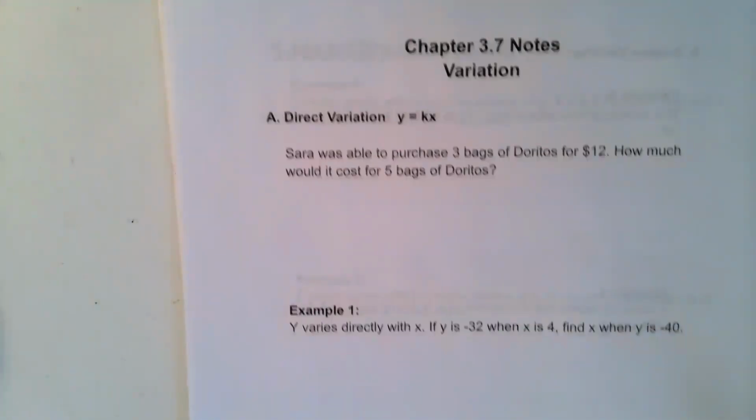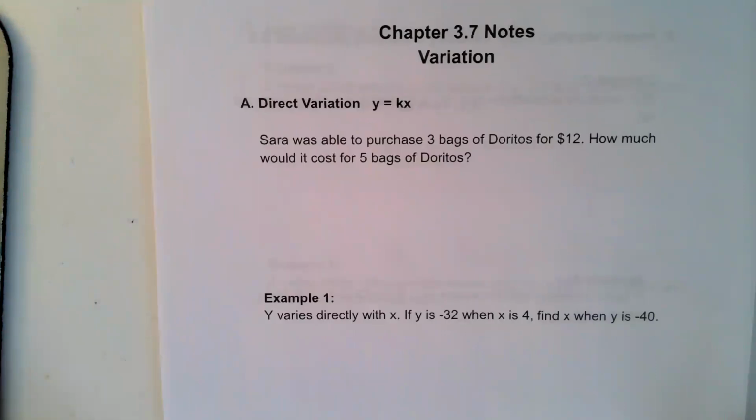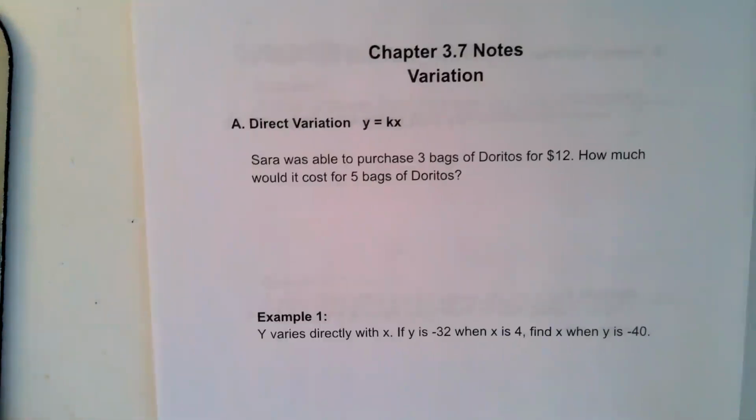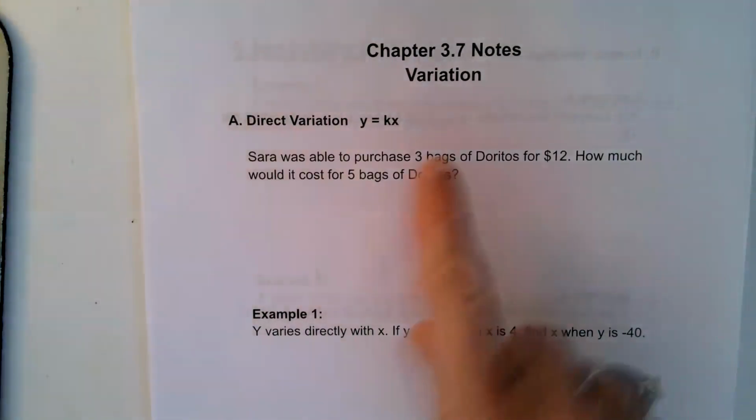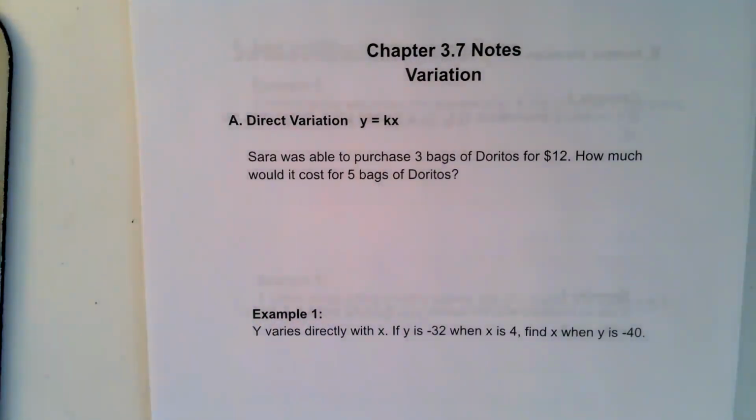Welcome back for chapter 3.7 video notes. This lesson is the last lesson for chapter 3, and it's all about variation. And we see variation happen in our everyday lives.